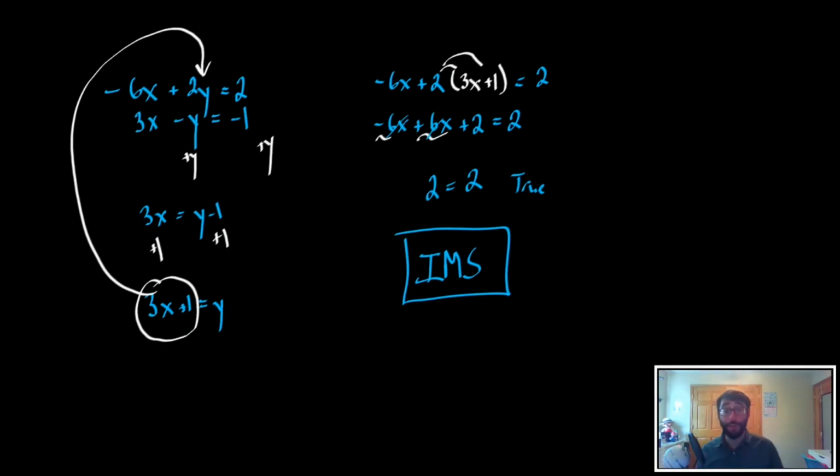So this one would be infinitely many solutions because we actually have the same line of y equals 3x plus 1. If we solved for y in the first equation, we would get the exact same 3x plus 1 equals y, which means it's the same line on top of one another. So that's why it's infinitely many solutions, okay?